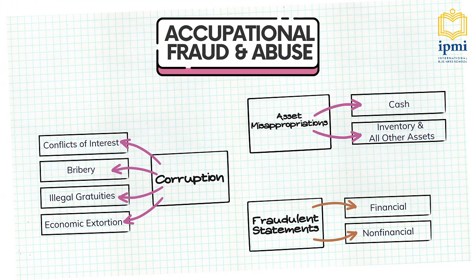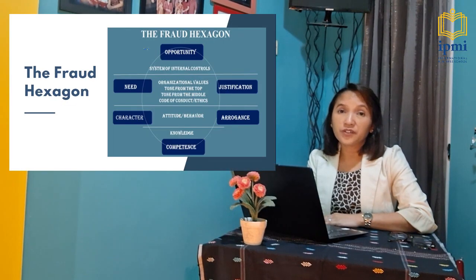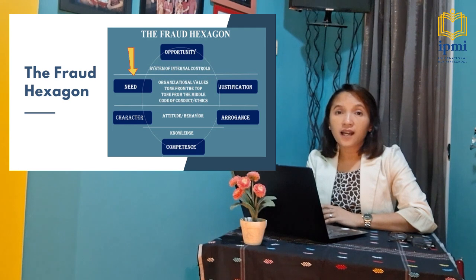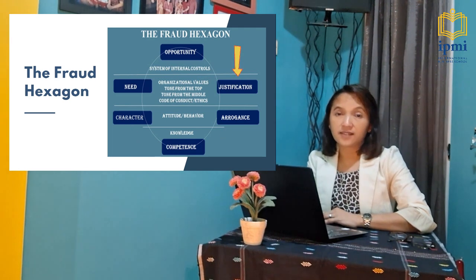Fraud risk management is another critical aspect. Occupational fraud and abuse: corruption, asset misappropriation, fraudulent statements. The fraud hexagon includes opportunity, need, character, competence, arrogance, and justification.